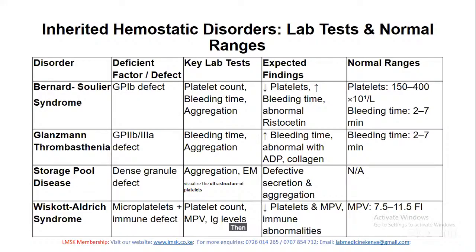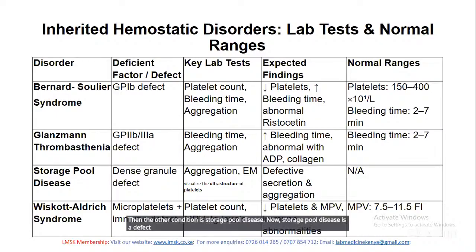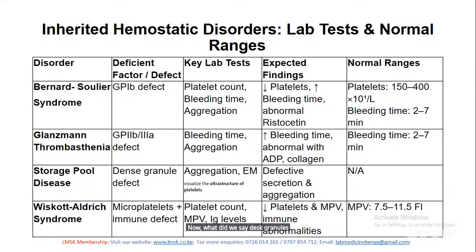Then the other condition is storage pool disease. Now, storage pool disease is a defect of the dense granule. Now, what did we say dense granules are? They are just pockets within the platelets that are actually involved in hemostatic process. How? They release adenosine diphosphate, they release adenosine triphosphate, they release calcium, and they also release serotonin. Okay? So how can you detect storage pool disease, the deficiency or the defect in the dense granule?